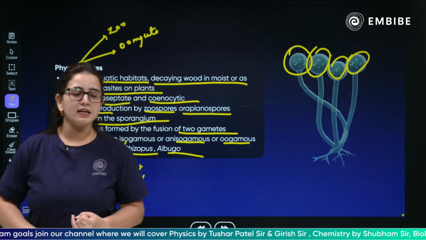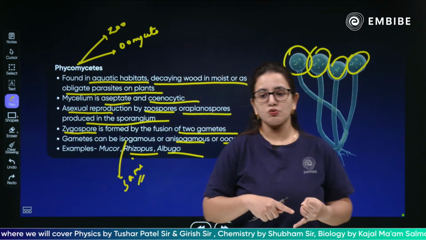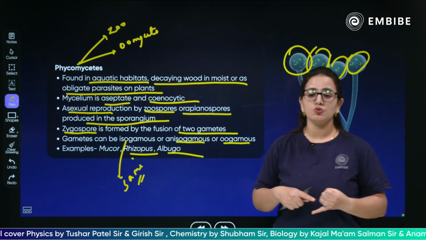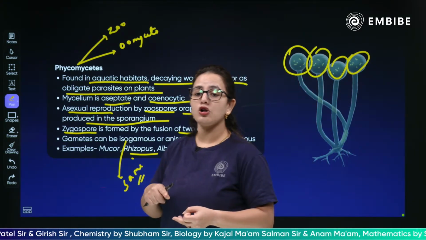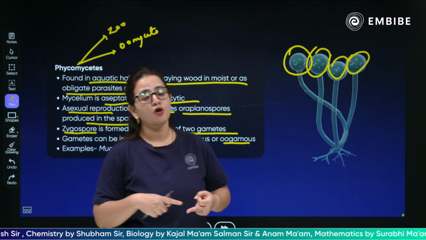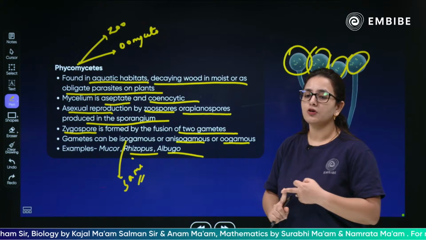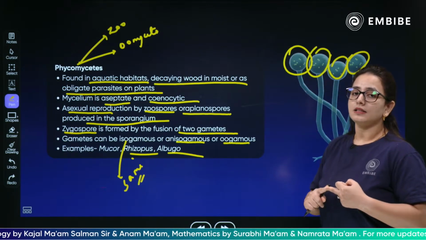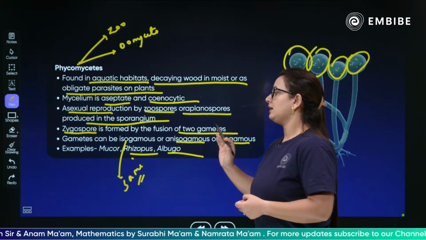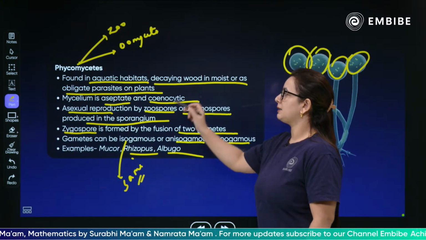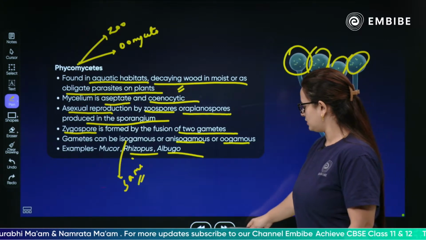They are aquatic in nature, and show sexual reproduction through isogamy, or anisogamy or oogamy. They have the fusion of gametes in sexual reproduction. They can also reproduce asexually by forming spores through the sporangium. The examples of the phycomycetes are Mucor, Rhizopus and Albugo. Please remember, they are typically obligate parasites on plants. They cannot survive.